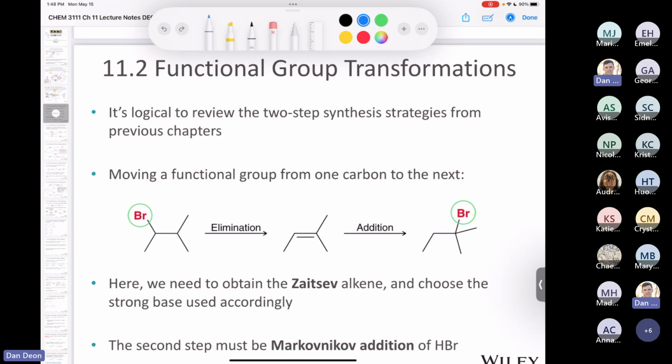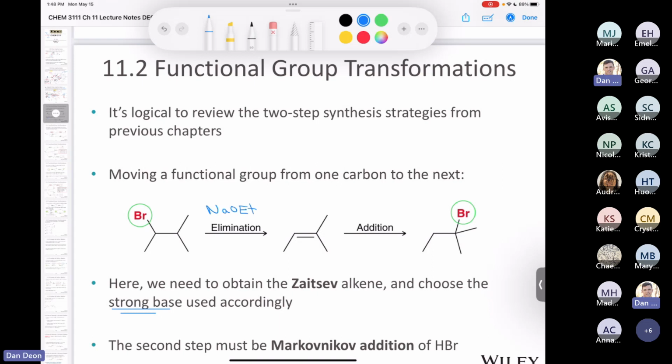And so if I want to choose a strong base, my question to you is, am I going to choose a hindered base or an unhindered base if I want to make the Zaitsev alkene? Would it be hindered or unhindered? Exactly, it would be an unhindered base. So a good choice would be something like sodium ethoxide, right?